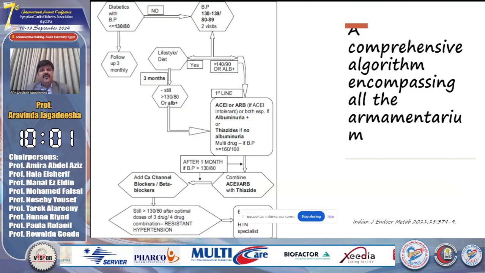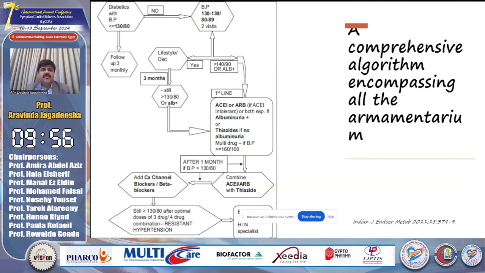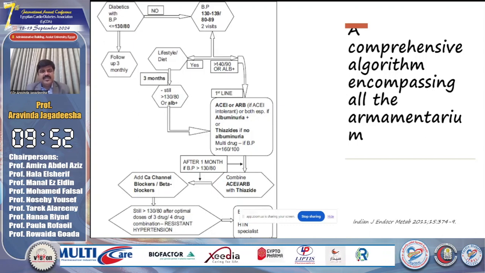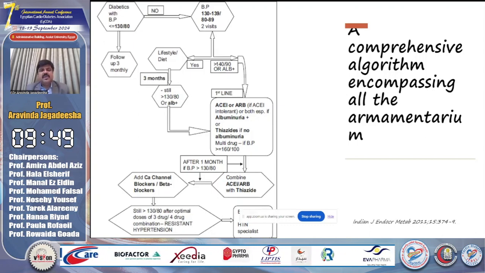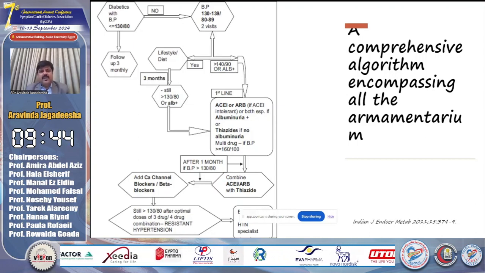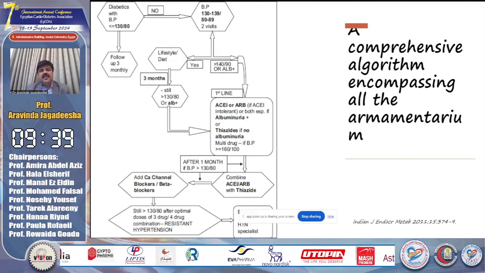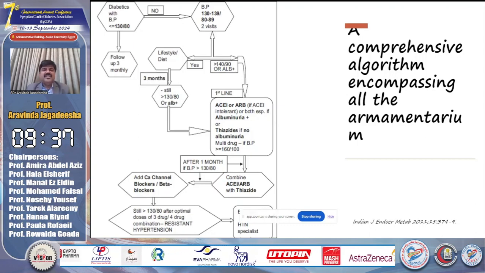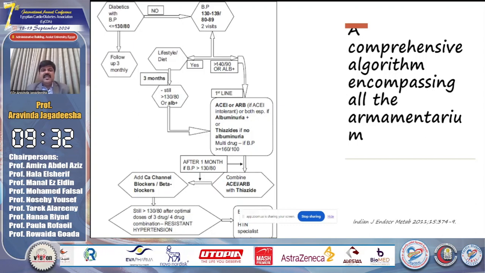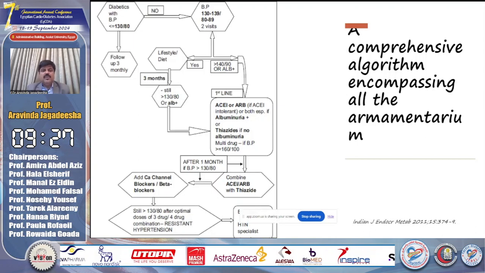If the systolic blood pressure is 130 to 139 and the diastolic blood pressure is 80 to 89 in 2 visits, you ask the patient to do lifestyle modification, that is diet and exercise, and follow up. If the blood pressure is more than 140 by 90, or if the urine albuminuria is positive, then you can start the first line therapy, that is ACE inhibitors or ARBs, or thiazides if no albuminuria.